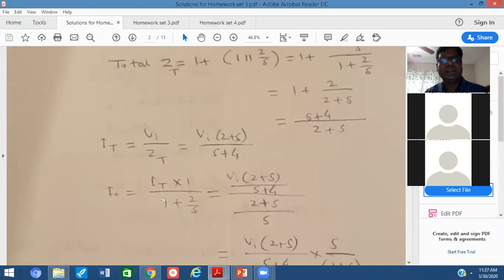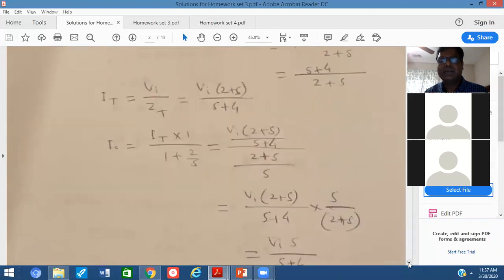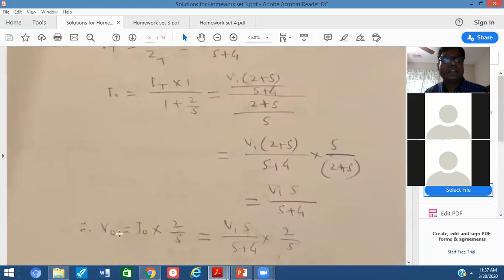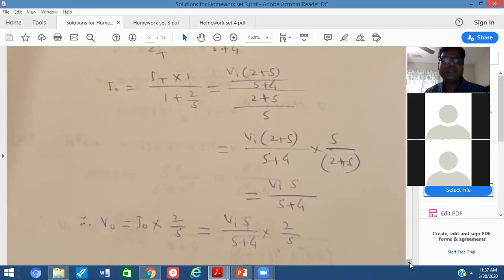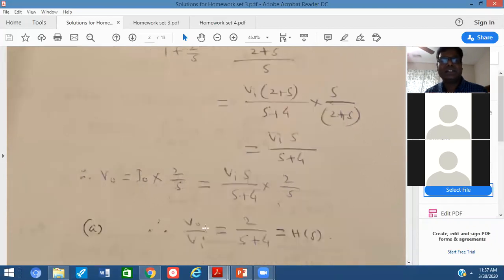You see, current divider rule, I naught, and then I am calculating. Finally, once I got the I naught, this one, and then I am finding V naught. I naught multiplied by 2 over S. So finally, I got this expression for V naught over V equal to this.